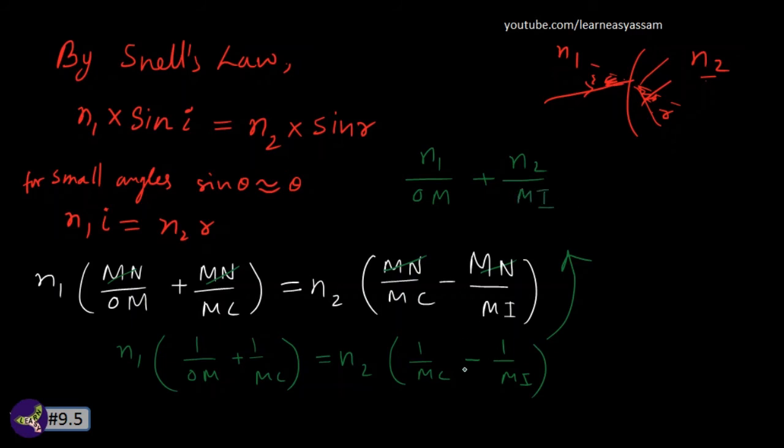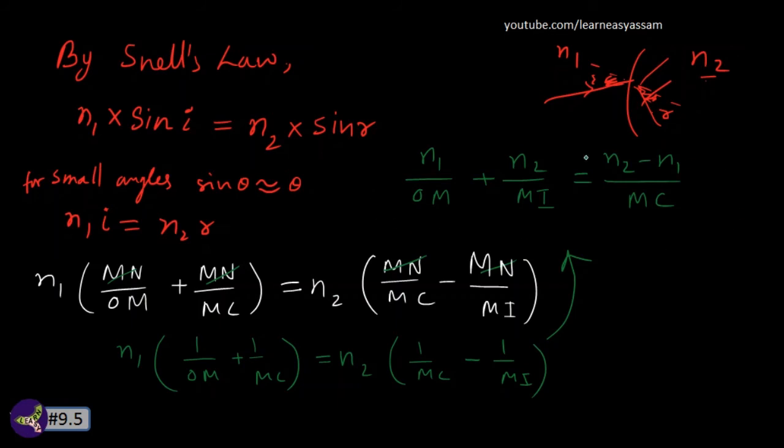If we rearrange it, we can write it: n1 by OM plus n2 by MI. And that is equal to, this negative sign will be there, n1 n2 minus, here we have to move this 1 by MC to the right hand side, then it will become minus, and we can write here (n2 minus n1) by MC. So this is the important relation.